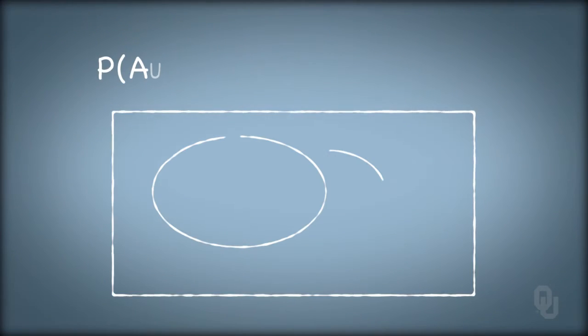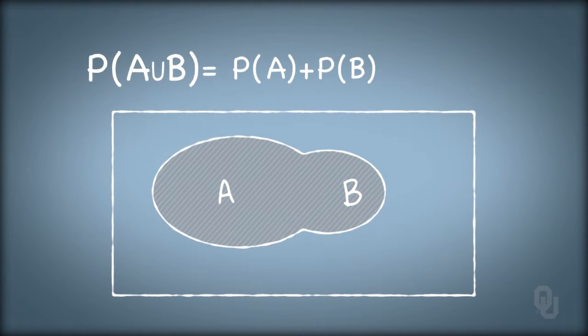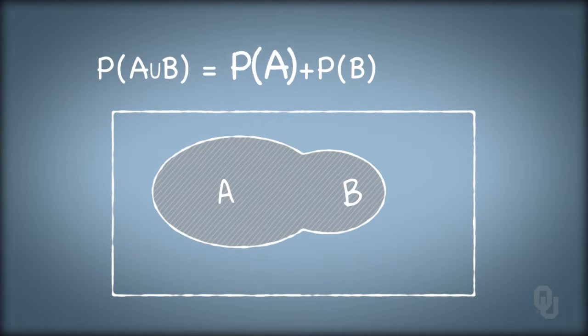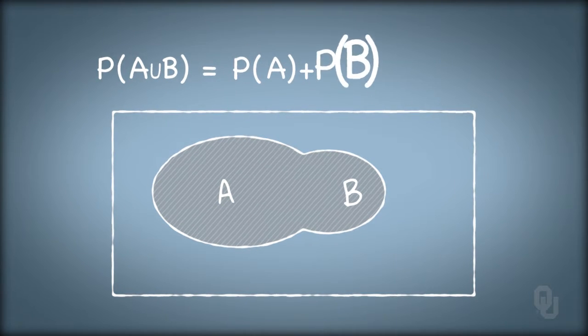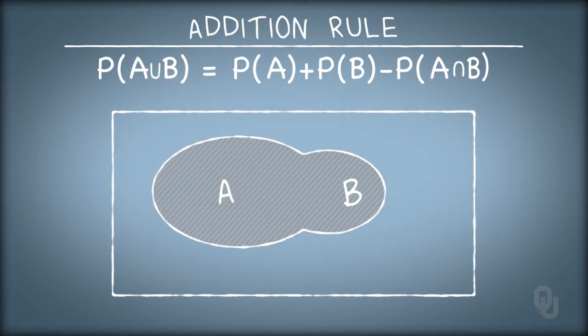When we calculate the probability of A union B, we add the probability of A to the probability of B. But when we do this, we've double counted the overlap between A and B. That is, we've included the probability of the intersection twice. So the formula for finding the probability of the union of two events is the probability of A union B equal to the probability of A plus the probability of B minus the probability of A intersect B. This is referred to as the addition rule.